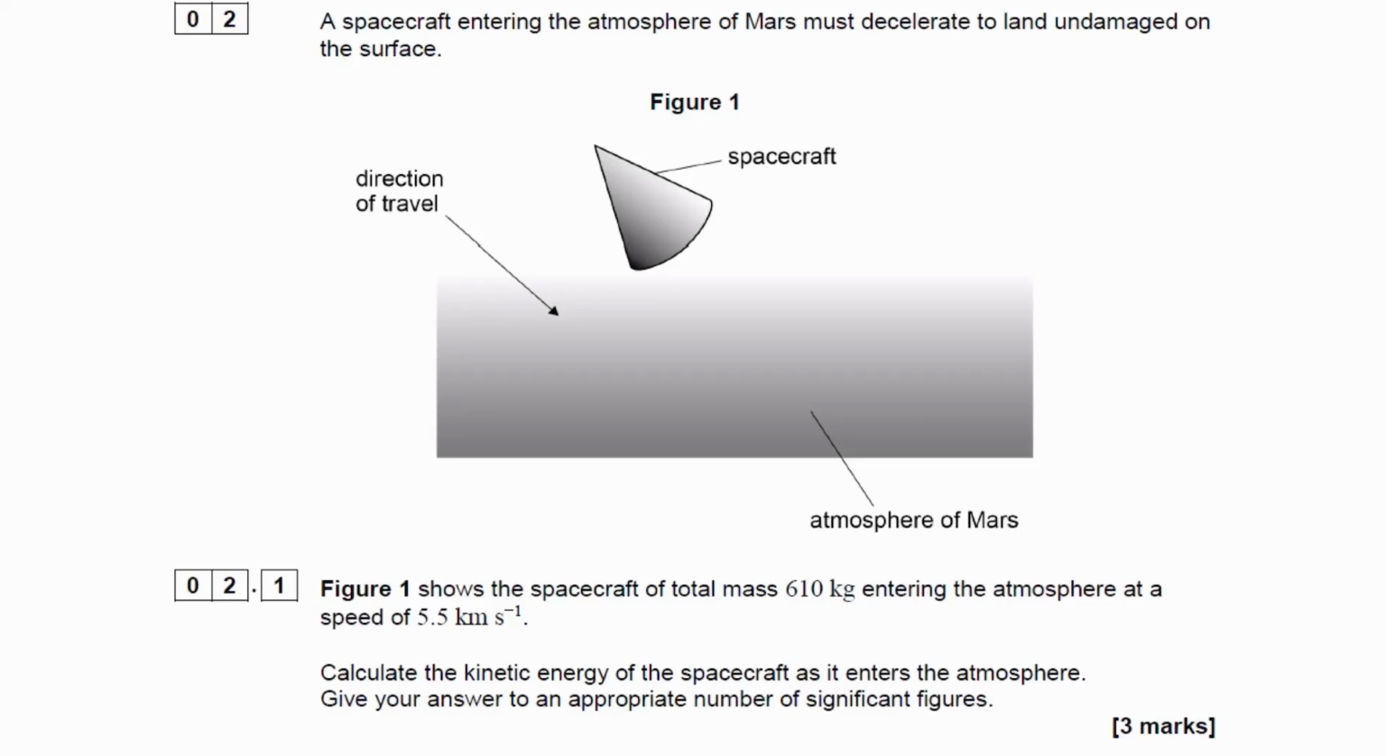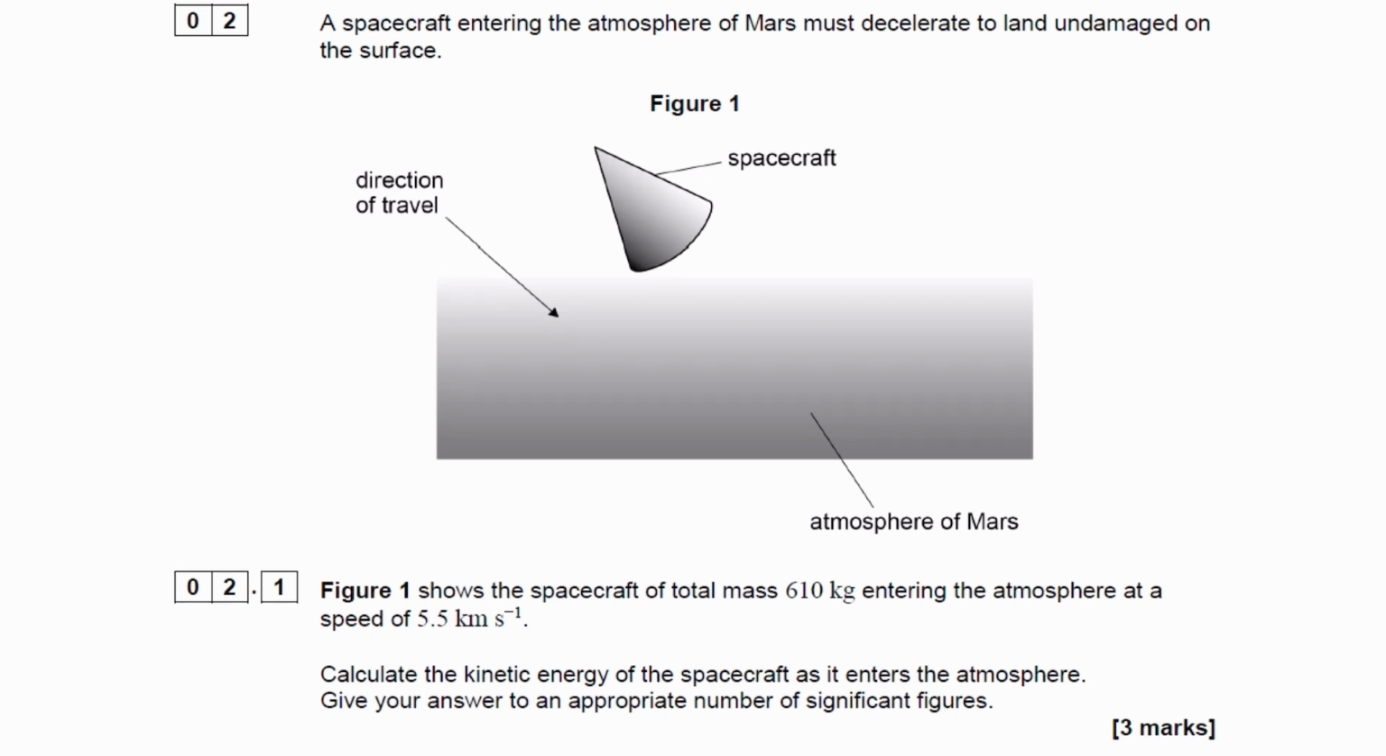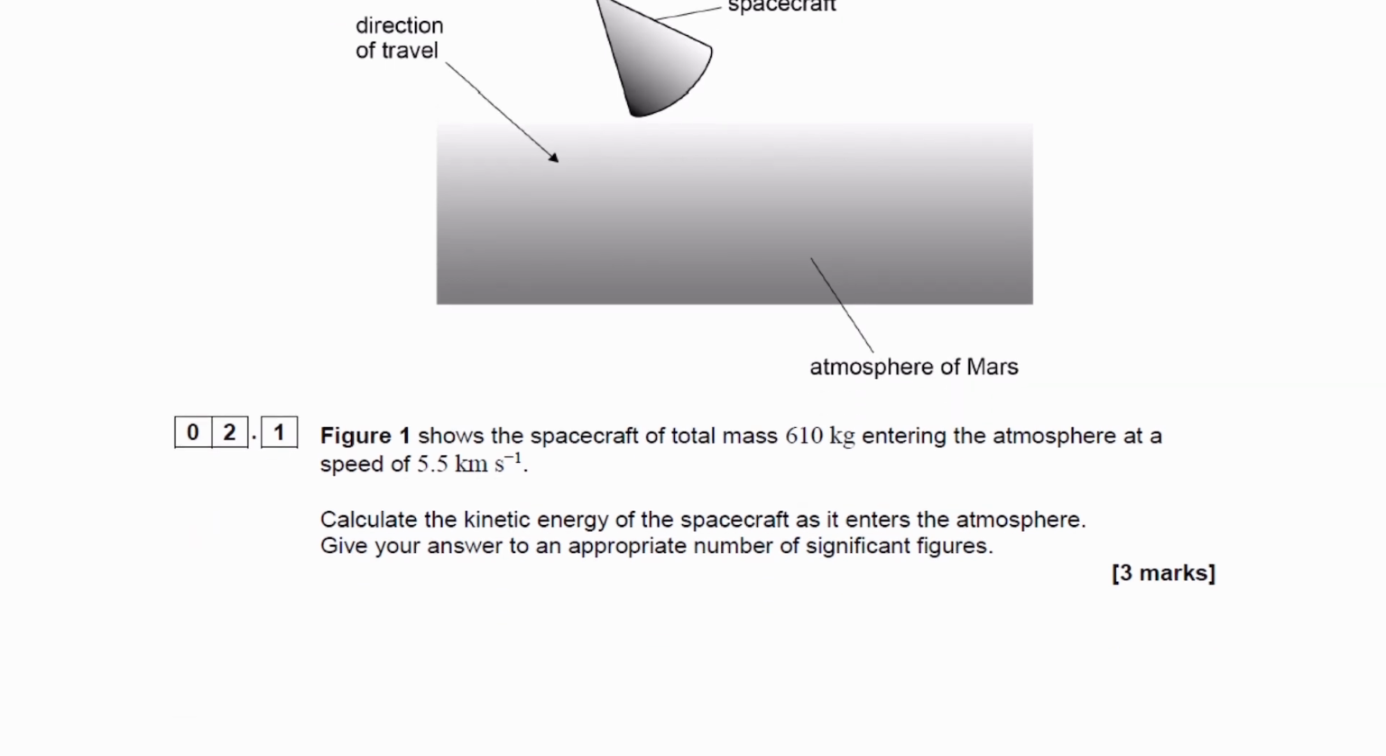In this physics question, we are covering two main subsections of mechanics, and those are energy conservation, as well as explaining Newton's laws. So we have a spacecraft entering the atmosphere of Mars that must decelerate to land undamaged on the surface. Figure 1 shows a spacecraft of total mass 610 kilograms, entering the atmosphere at a speed of 5.5 kilometers per second. And then we're trying to calculate the kinetic energy of the spacecraft as it enters the atmosphere.